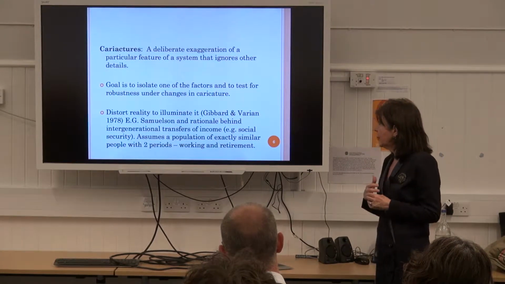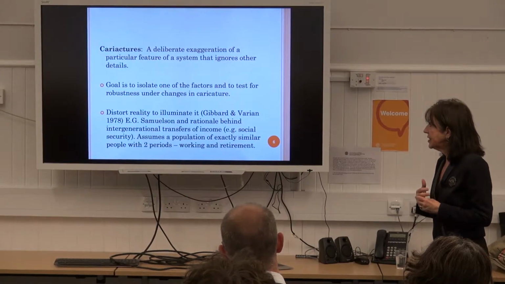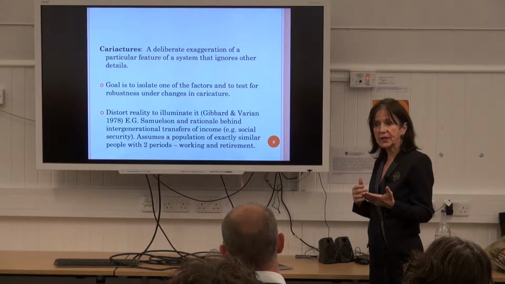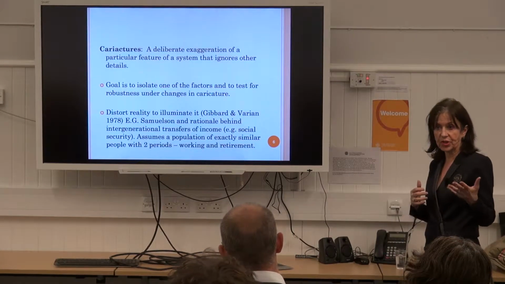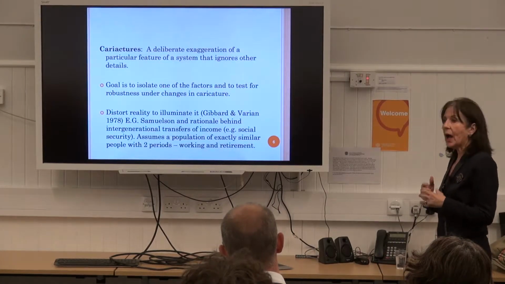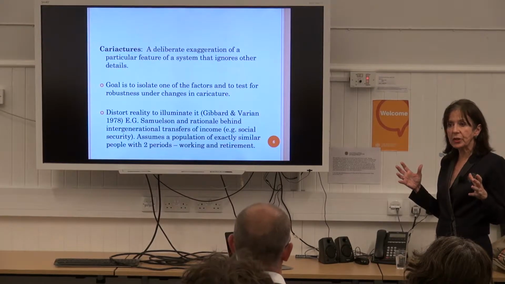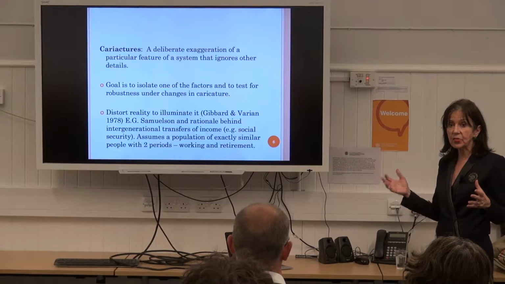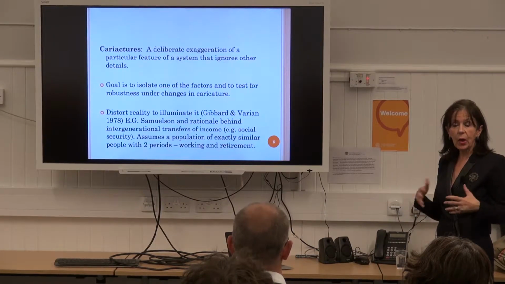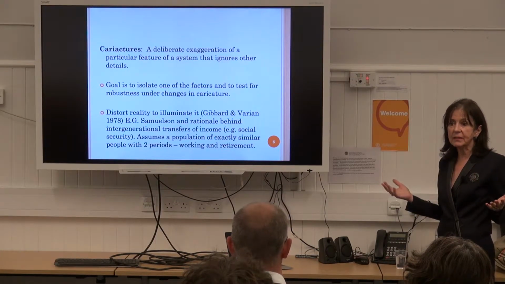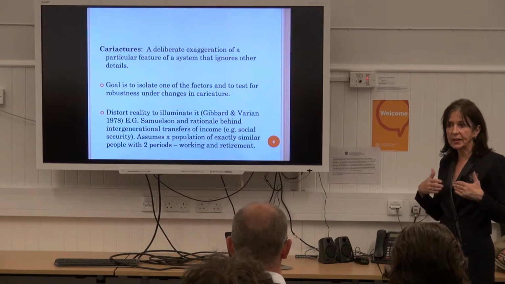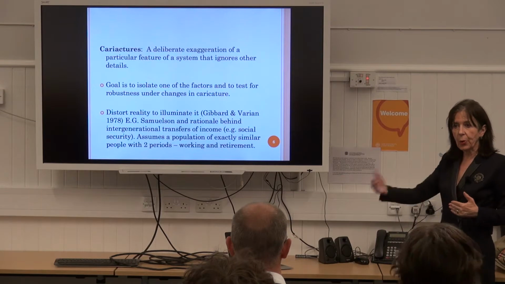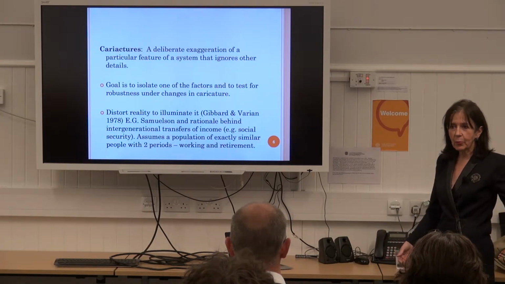An example here is Samuelson and the rationale behind intergenerational transfers of income or Social Security payments. The idea is you assume a population of people that are completely similar, and there are only two stages, working and retirement. We know, of course, that that's a complete distortion because some people save, some people don't, some people work part-time, some people work full-time.